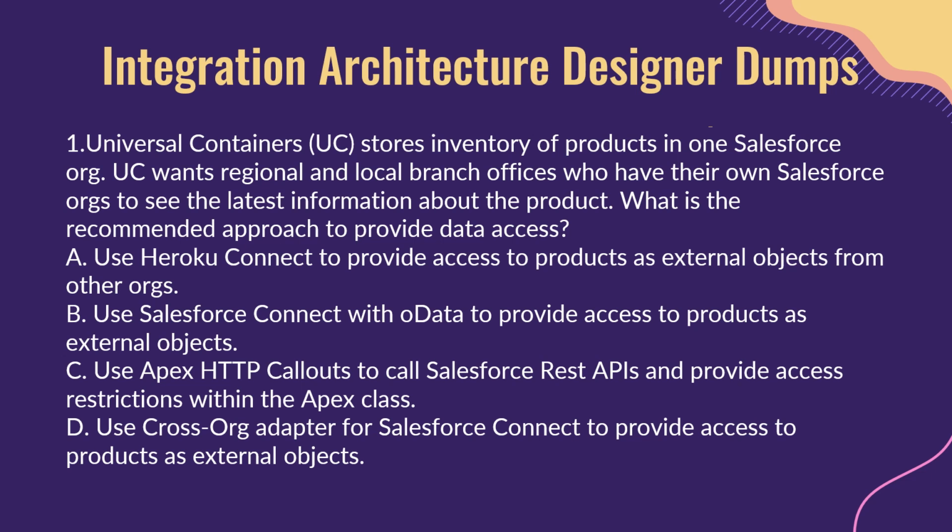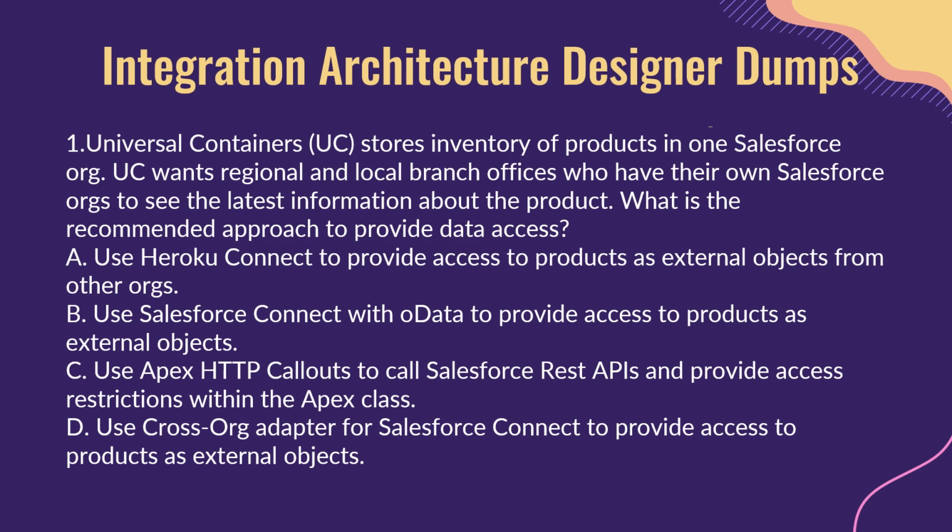1. Universal Containers, UC, stores inventory of products in one Salesforce org. UC wants regional and local branch offices who have their own Salesforce orgs to see the latest information about the product. What is the recommended approach to provide data access?